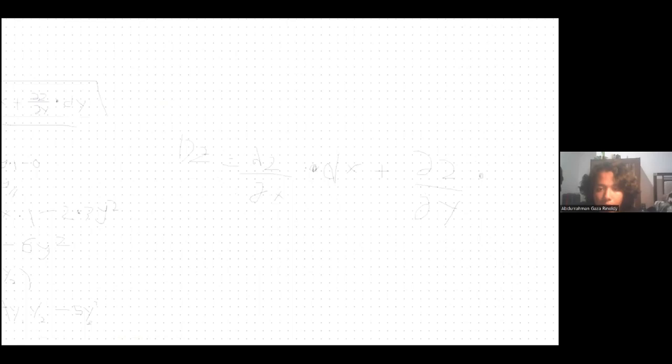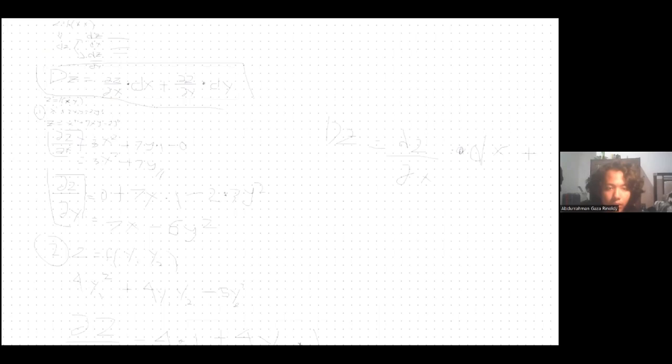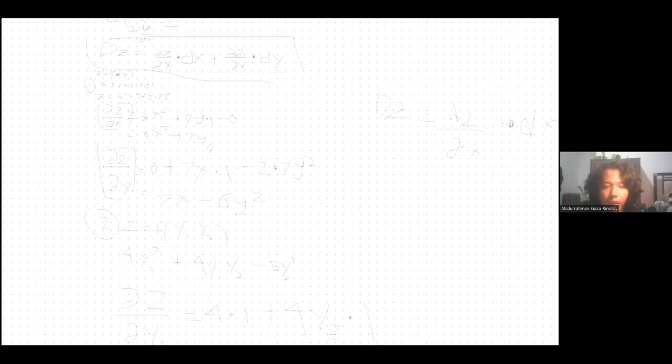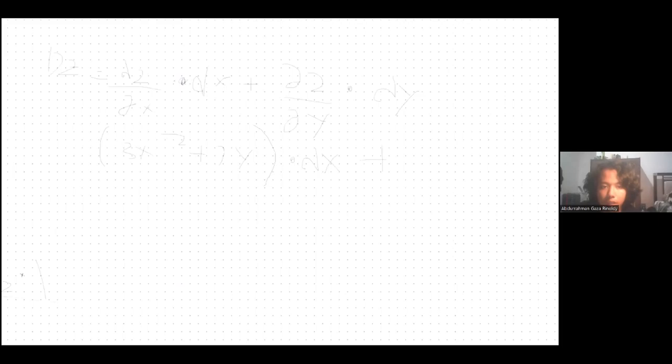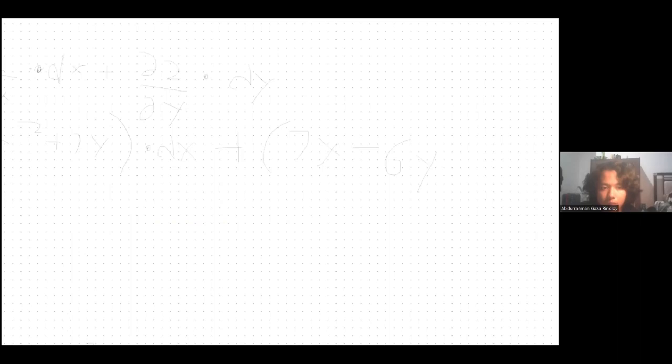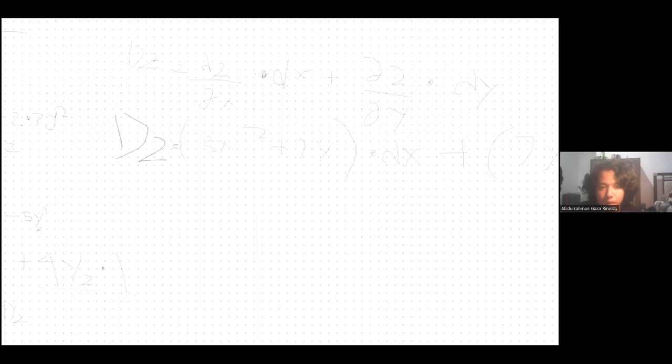Okay, what do we do? We just insert the result. So for the z, we have 3x squared plus 7y, and we have this 3x plus 7y. We need this with the brackets. All right, plus the z and the x and minus 6y squared. This is the differential total. So this is the differential for the example number one.